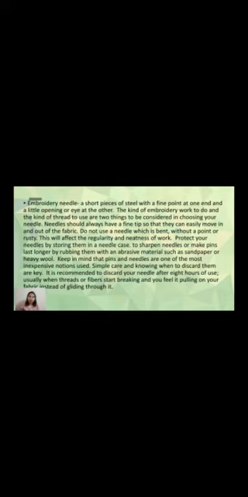Keep in mind that pins and needles are among the most inexpensive notions used. Simple care and knowing when to discard them are the key. It is recommended to discard your needle after 8 hours of use, usually when the thread or fiber starts breaking and you feel it pulling on your fabric instead of gliding through it.